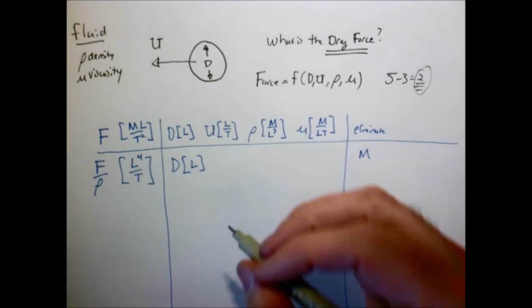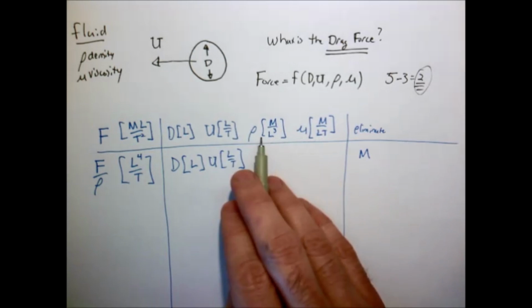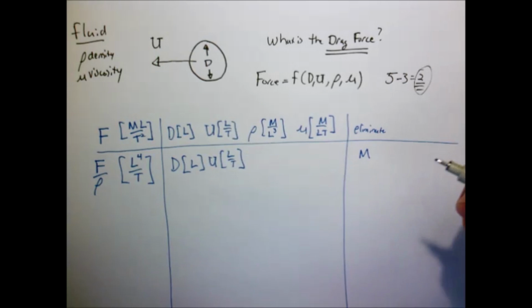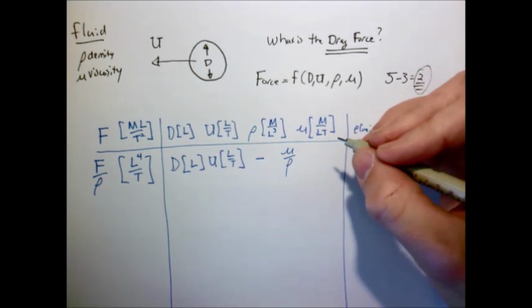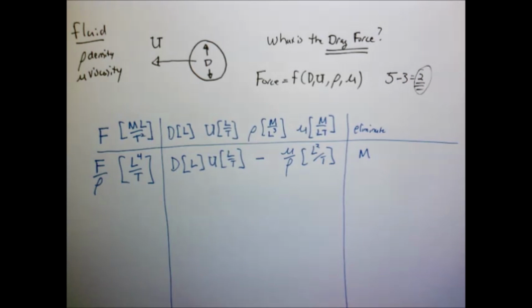That doesn't have mass in it, so I'm just going to drop it down. That doesn't have mass in it, so I'm going to drop it down. And now I could form a ratio here as either mu over rho or rho over mu. I don't care what you do. I'm going to do mu over rho. And that will give me something, if I look at it carefully, length squared over time. All right, so we got rid of mass from the problem.